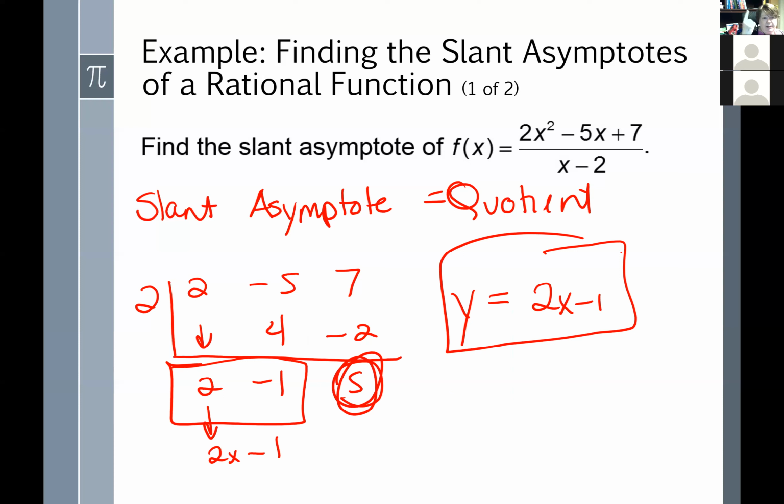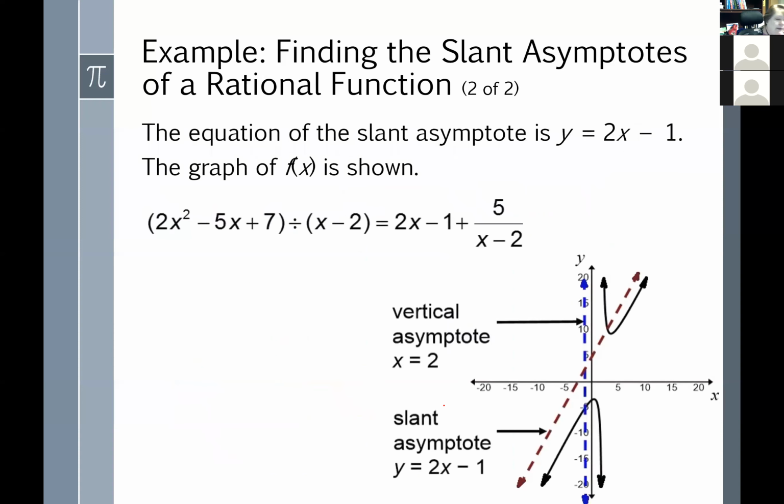So if the numerator's degree is 1 more than the denominator's, you find the slant asymptote by doing the long division. And whatever your quotient is, set that equal to y, and that's your slant asymptote. Y equals your quotient is your slant asymptote. Okay, and then there's the graph of it.